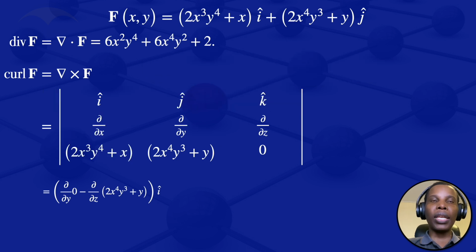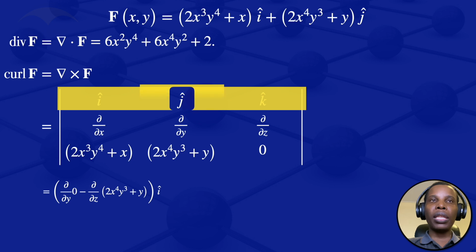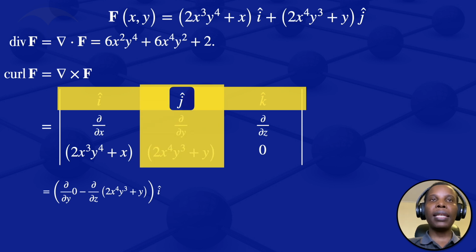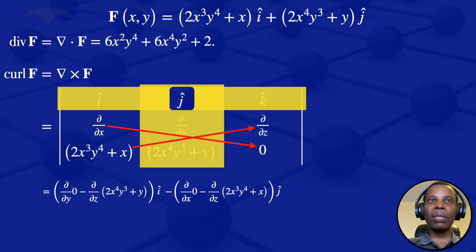We are now looking at the j. So I close the row and the column containing the j. Then take the determinant of the uncovered elements. So the uncovered elements there will be having a 2 by 2 matrix. So we have this part take the partial derivative of 0 there, then this part take the partial derivative with respect to z. And the j, when you are looking at the array of positive, negative, it's sitting on a negative. So it will be minus the partial derivative with respect to x of 0 minus the partial derivative with respect to z of 2x squared y to the power 4 plus x, j.